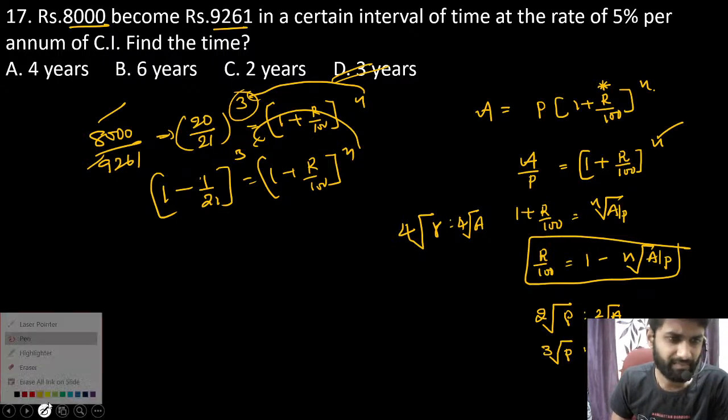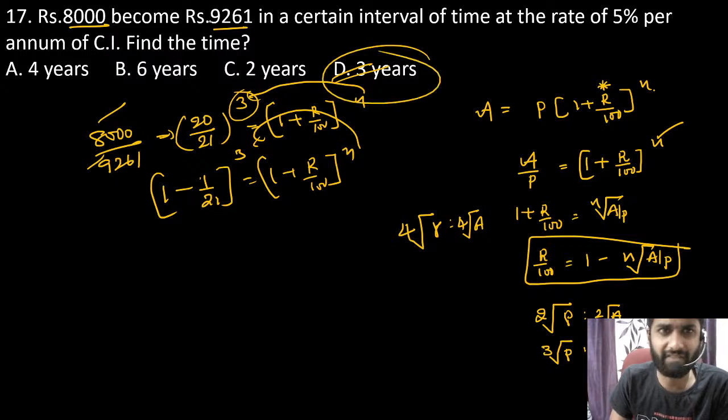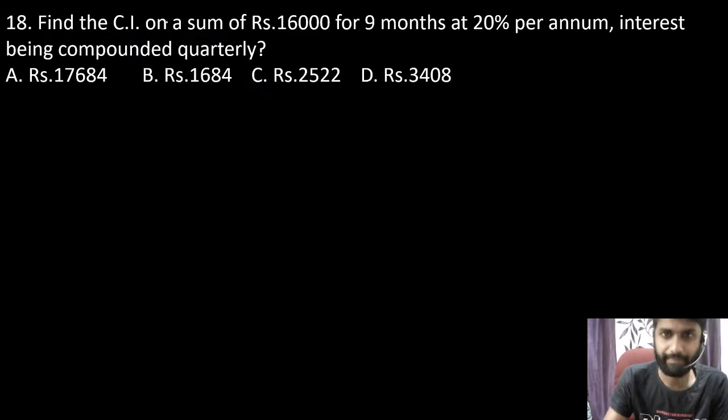Here are the formulas. Just go to observation. The n value becomes exactly equal to 3. Why? Because both are perfect cube values. Get this question?